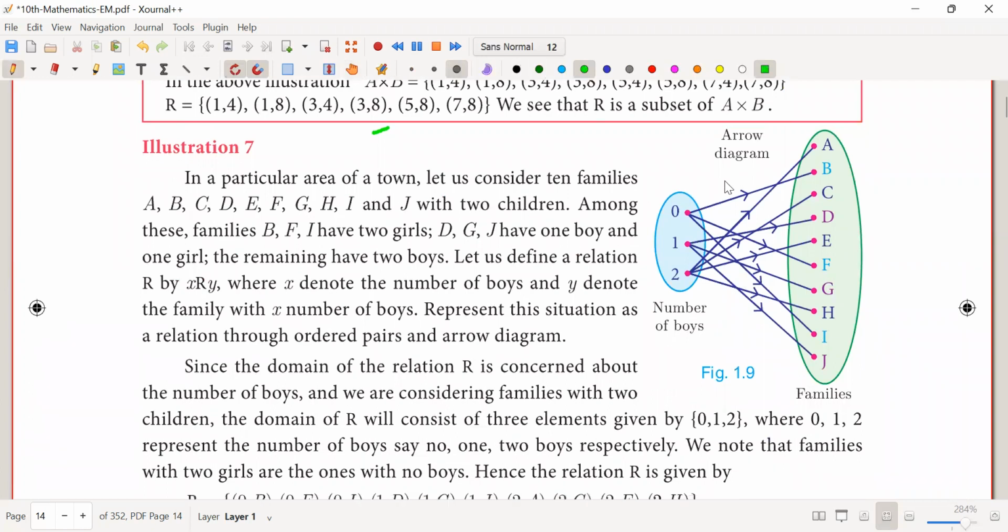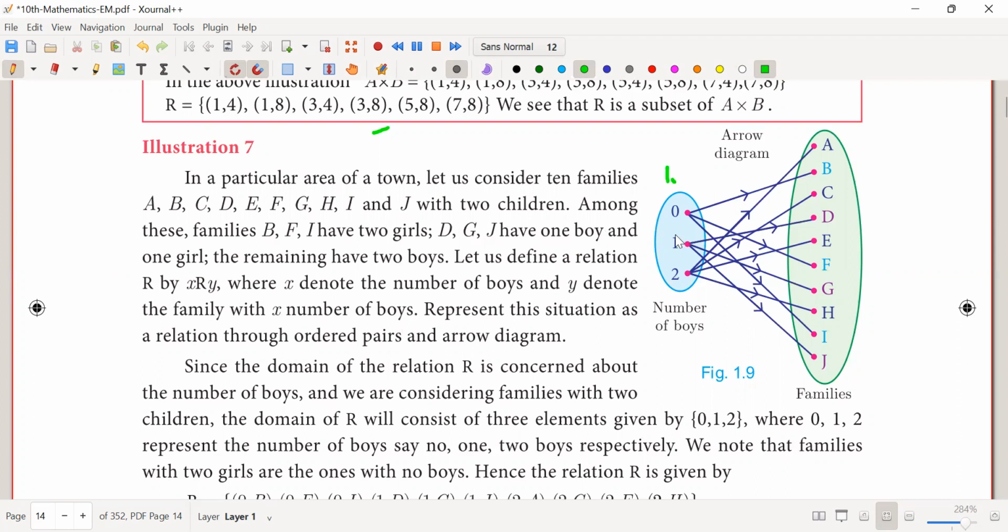Illustration 7. What is an arrow diagram? In a particular area of town, let us consider 10 families A, B, C, D, E, F, G, H, I, and J with 2 children. Among these families, B, F, I have 2 girls. D, G, F have 1 boy and 1 girl. The remaining have 2 boys. Let us define a relation R by x related to y, where x denotes the number of boys and y denotes the family with x number of boys. So we can say that if there are 2 girls, there are no boys, 0.